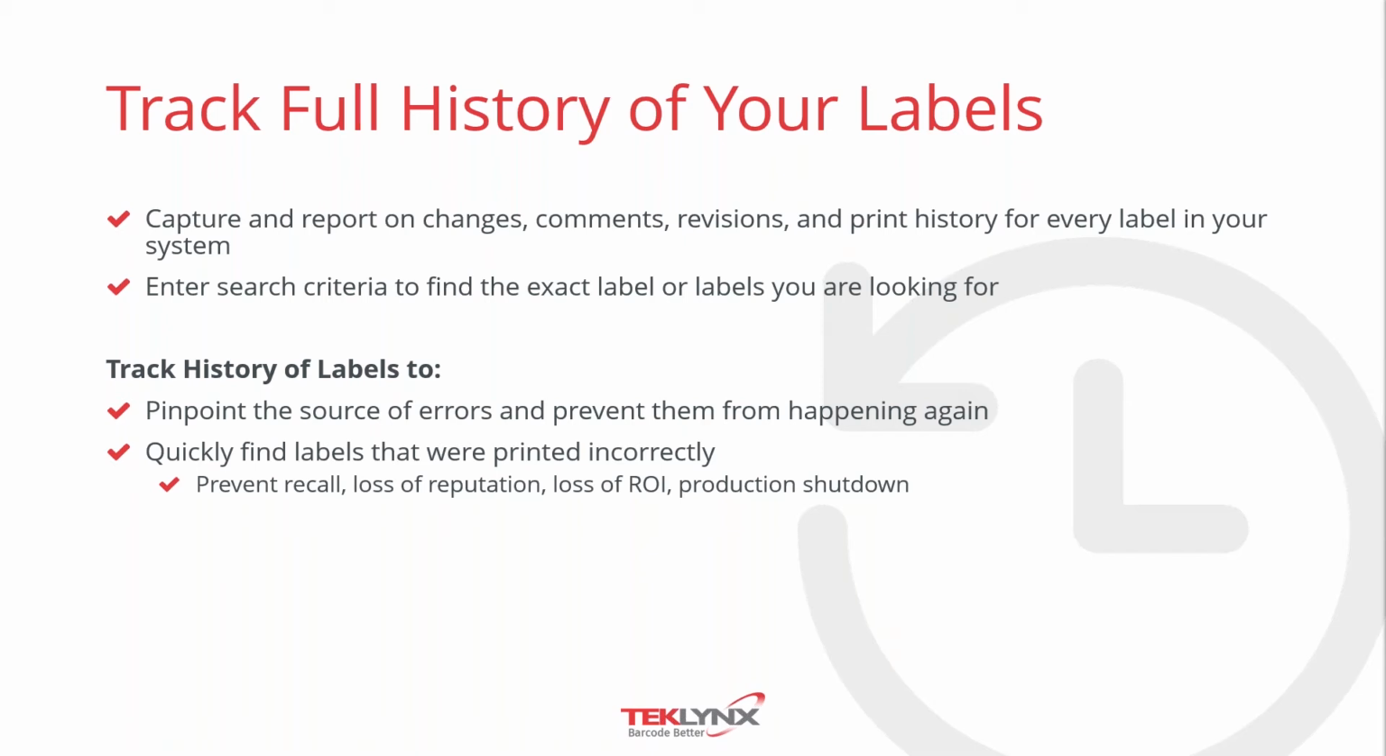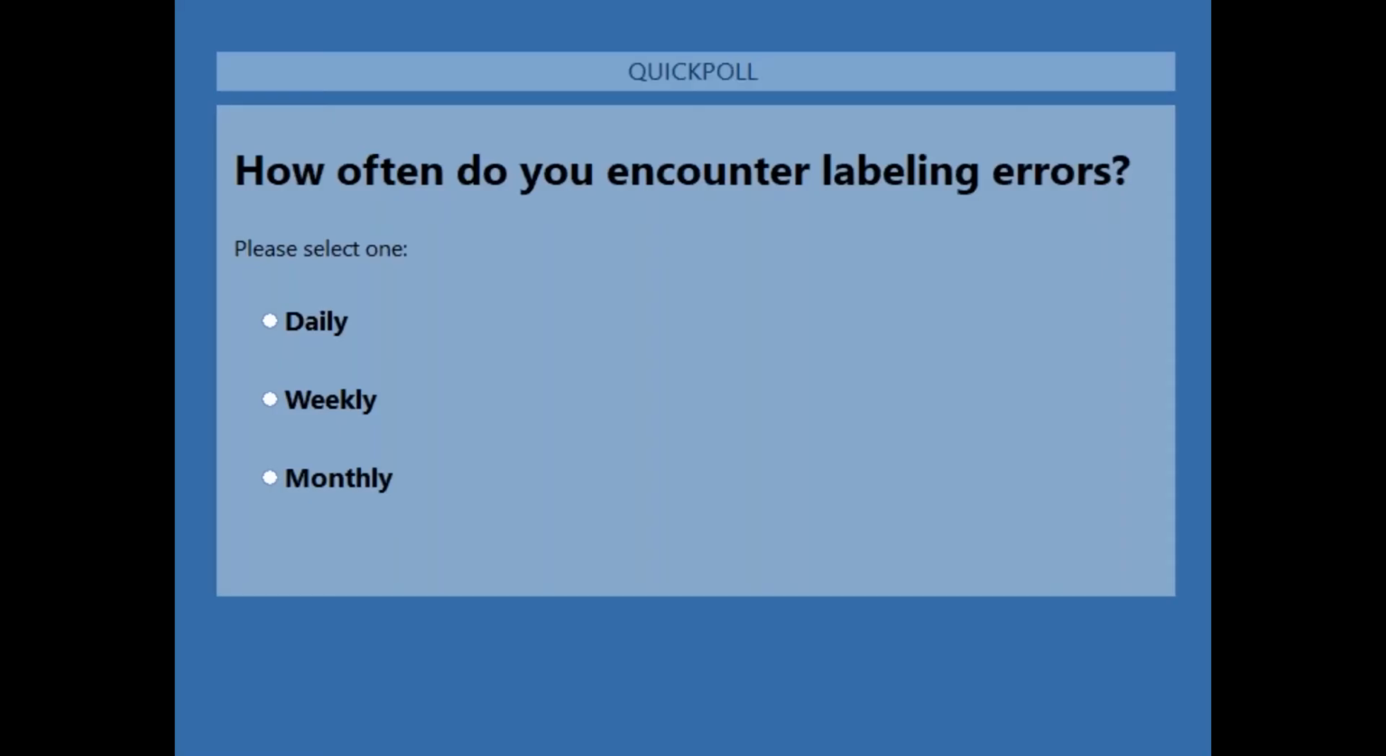So anyway, what we have here is the poll I was mentioning: do you encounter any errors in your labeling? If so, how often is that? Is that daily, weekly, monthly? If you haven't thought about it, maybe something to review for yourself, and we'll dig more into that in a little bit. Cool. So a couple more seconds here.